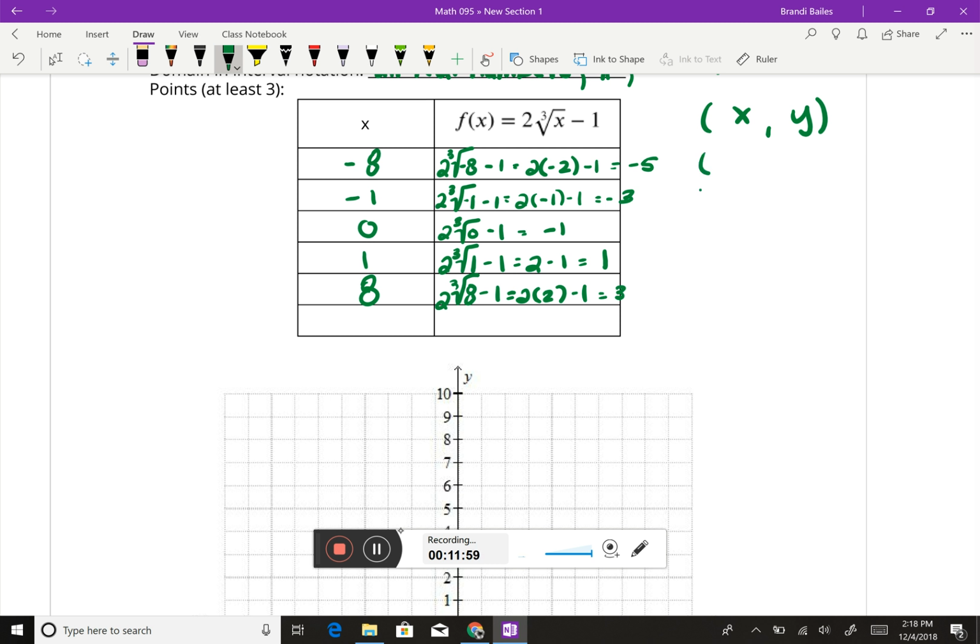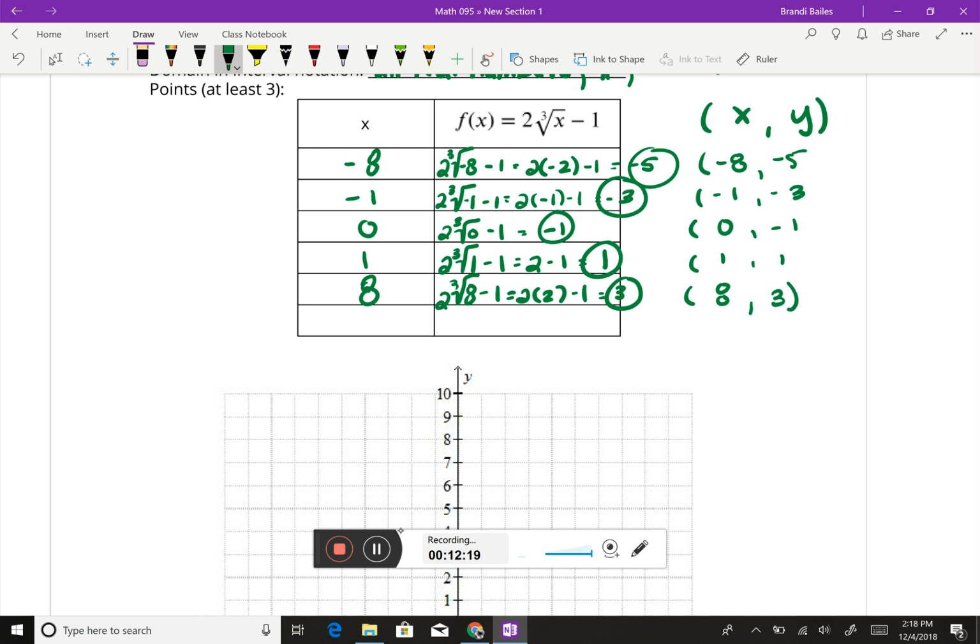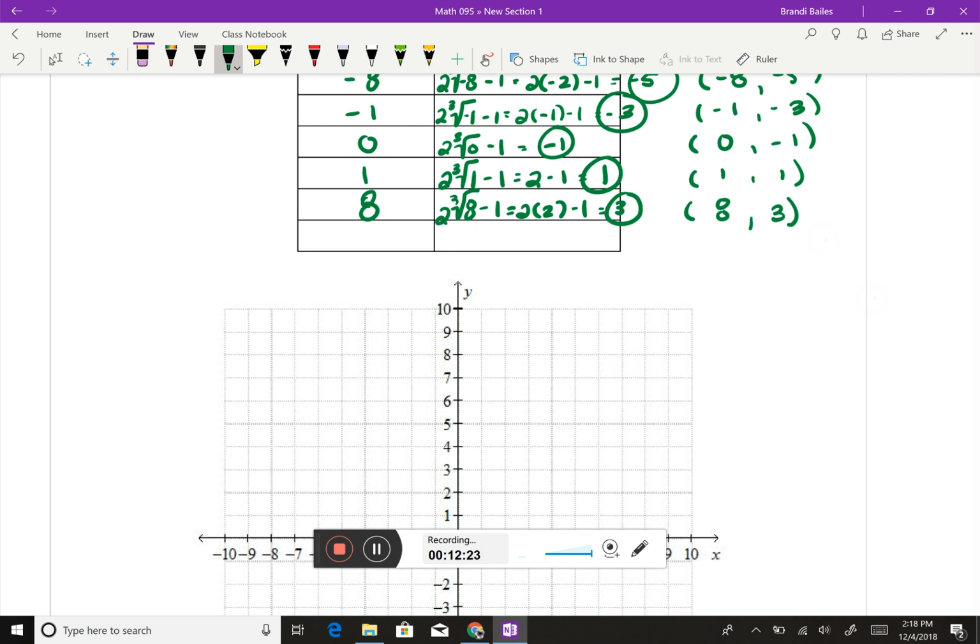So I've got 5 XY points: -8, -1, 0, 1, and 8. And on the other side of the comma, I'm going to gather these numbers. I've got -5, -3, -1, 1, and 3. Alright, so now I'm going to go fill in those points.